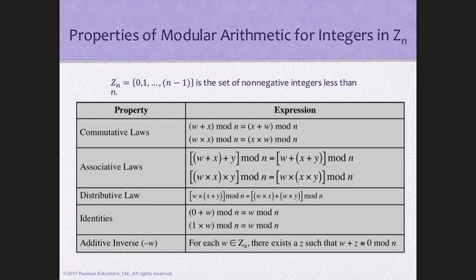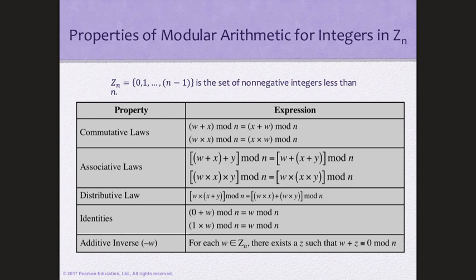The identities, there are 2 identities, one for addition, one for multiplication. 0 added to any number mod n is the same as the number itself mod n. That's an identity for addition. 1 times any number mod n is the same number mod n. This is the identity for multiplication.